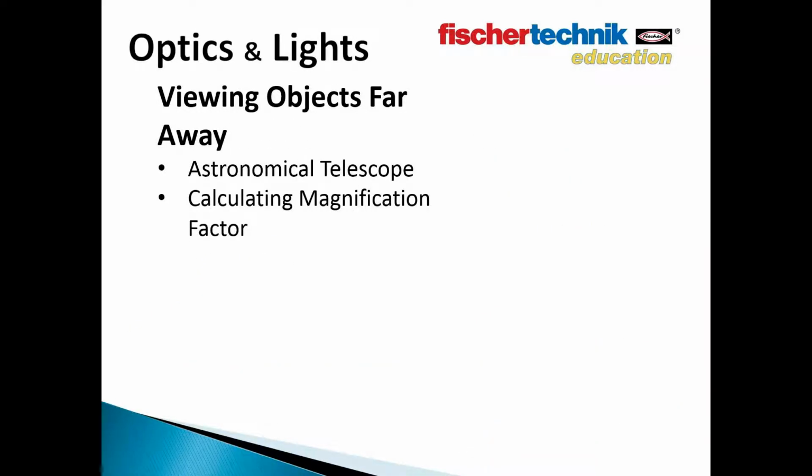The next activities center around viewing objects that are farther away. Students will first build a two-lensed telescope and learn how to calculate the telescope's magnification factor by dividing the focal length of the objective lens, the one at the farthest end of the telescope, by the focal length of the ocular lens, the lens closest to the viewer's eye.